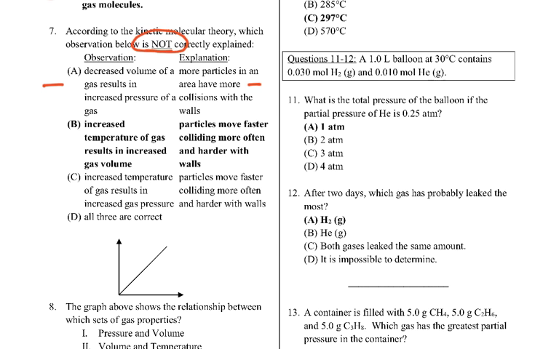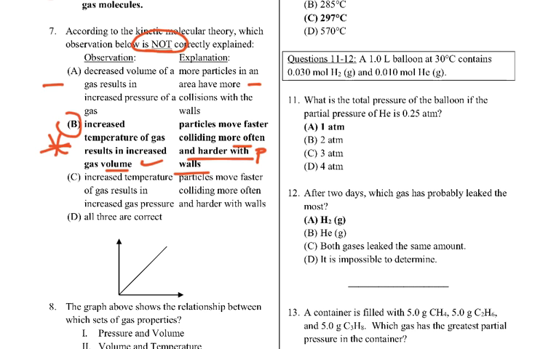Okay, B, increased temperature of gas results in increased volume. Okay, that's true. Particles move faster, colliding more often and harder with the walls. So collision with the walls, that's talking about pressure. And here they're talking about volume, so that's why this one is the answer. It's a true statement, but it's not relevant to explaining volume. So that's why answer B is correct.